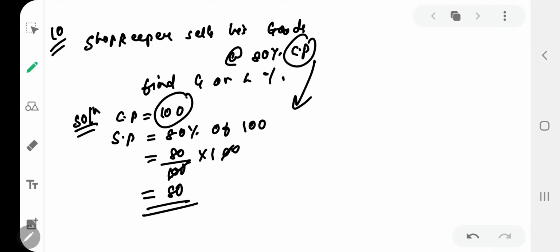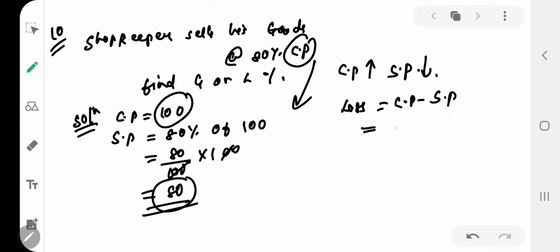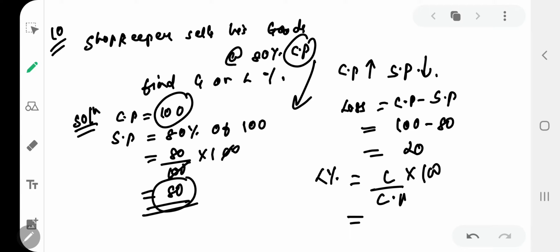Once you got CP as 100, SP as 80, now you will compare: your CP is greater than SP. That means you are suffering loss, and loss is CP minus SP. That is 100 minus 80, that is 20. And again you know very well how to find the loss percent, and you will get loss percent as 20%. Clear?